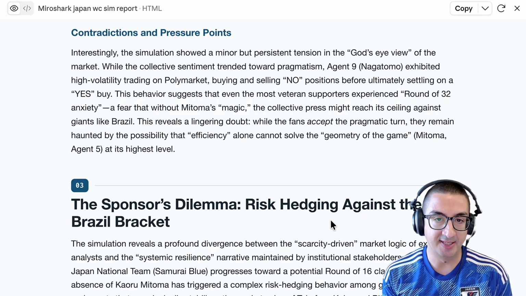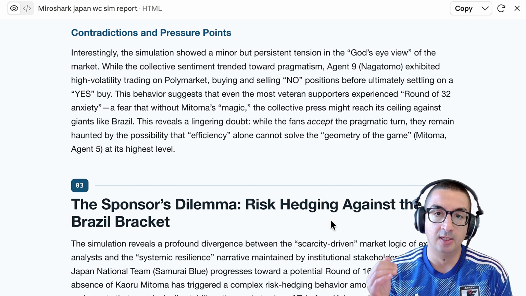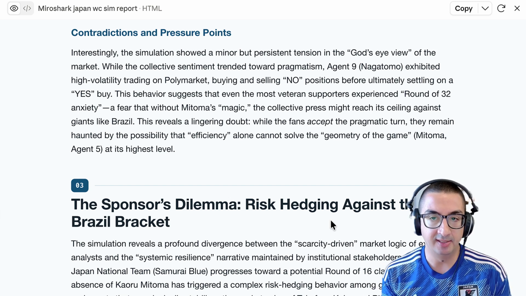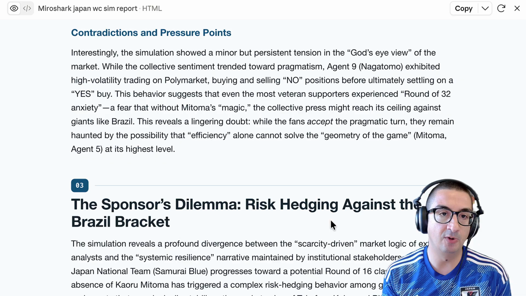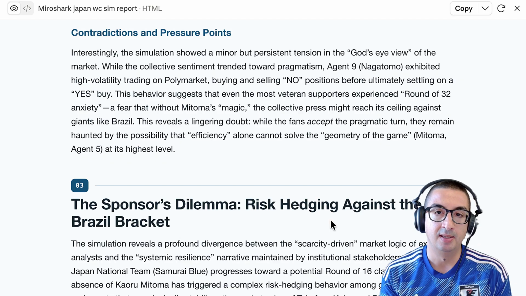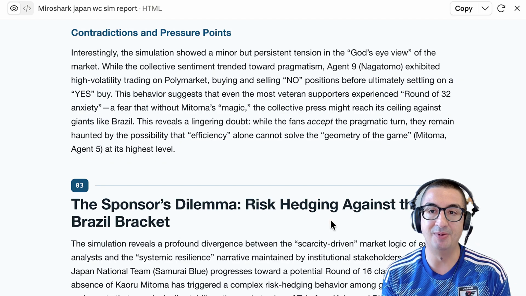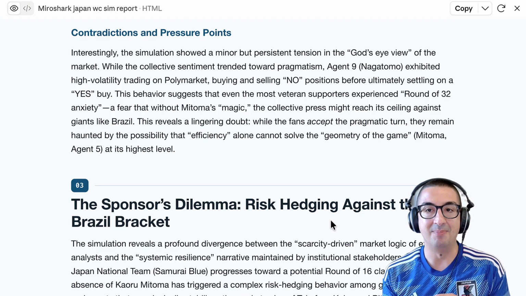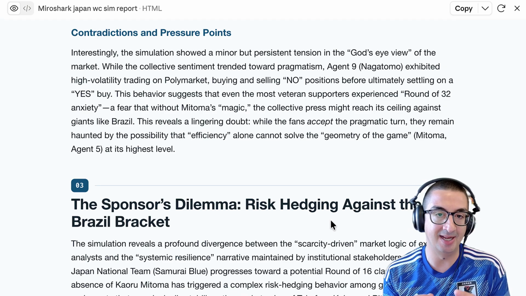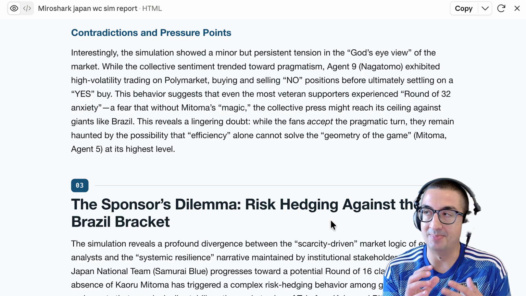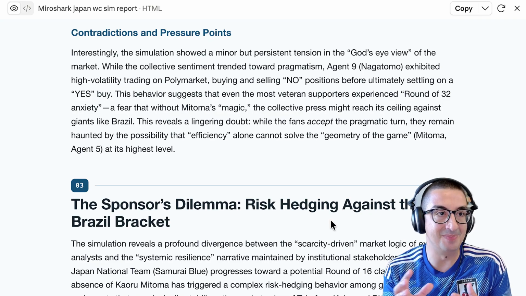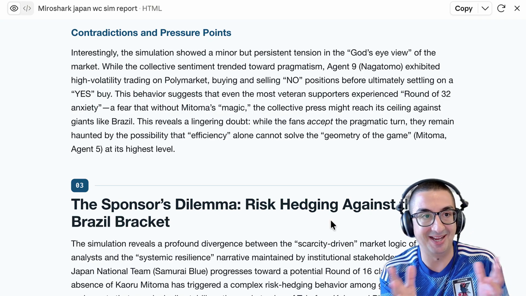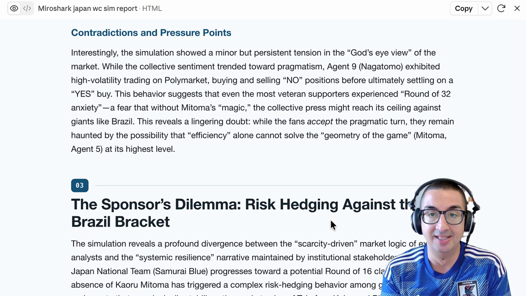While the collective sentiment trended toward pragmatism, Agent 9, Nagatomo, exhibited high volatility trading on Polymarket, buying and selling no positions before ultimately settling on a yes buy. So here we have the agent impersonating a player also simulating bets on Polymarket. Well, obviously this shouldn't be legal, right? So anyway, this is very fun.